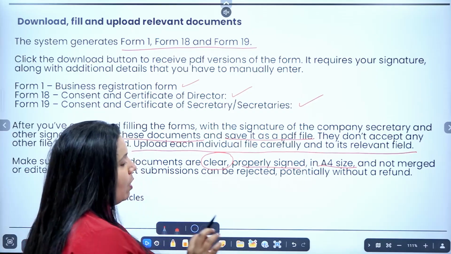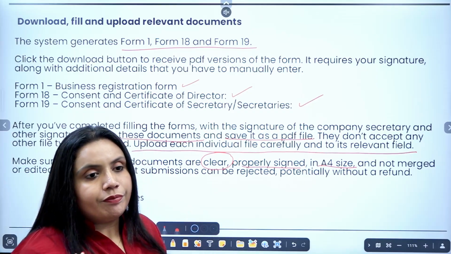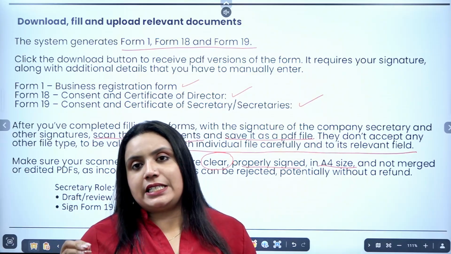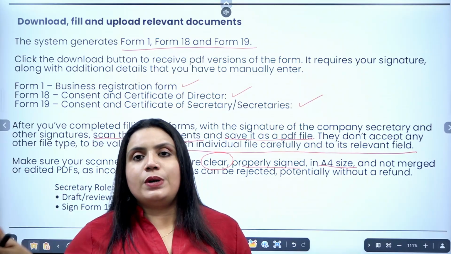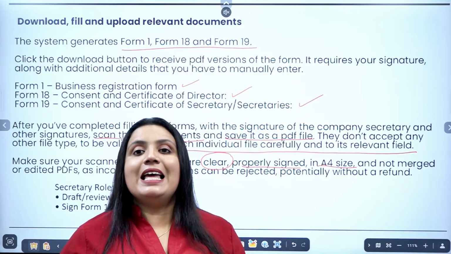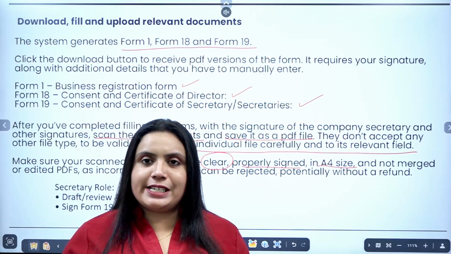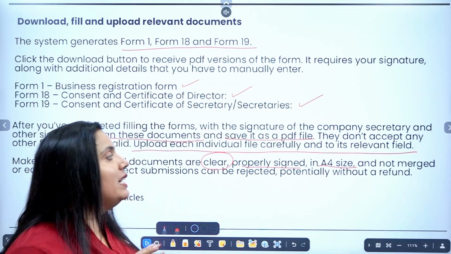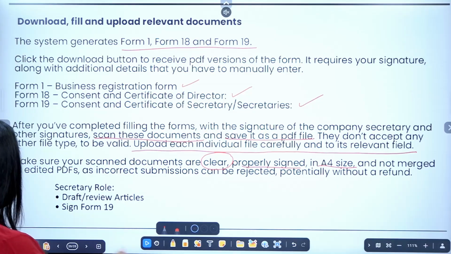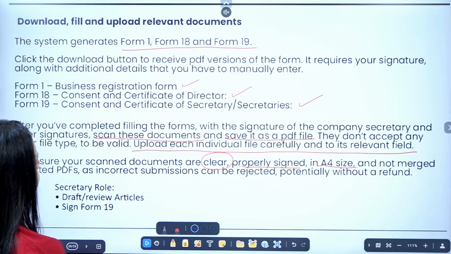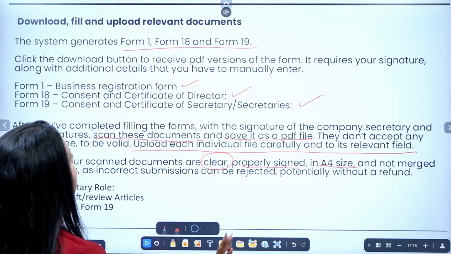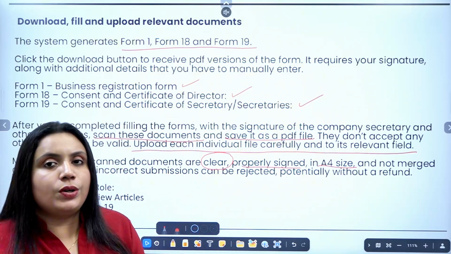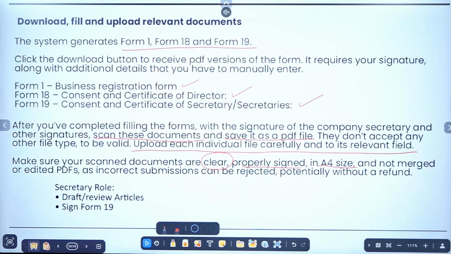So remember, now when you are uploading a scanned document, never ever do any alterations once the director, shareholders, company secretary have signed. Why? It is illegal. If you do any alterations in the documents after the signatures have been placed, it is illegal. So do not do any mergers, editing of the PDF, as incorrect submissions can be rejected potentially without a refund. Even without a refund, they can completely say that they are not going to let you register the company.